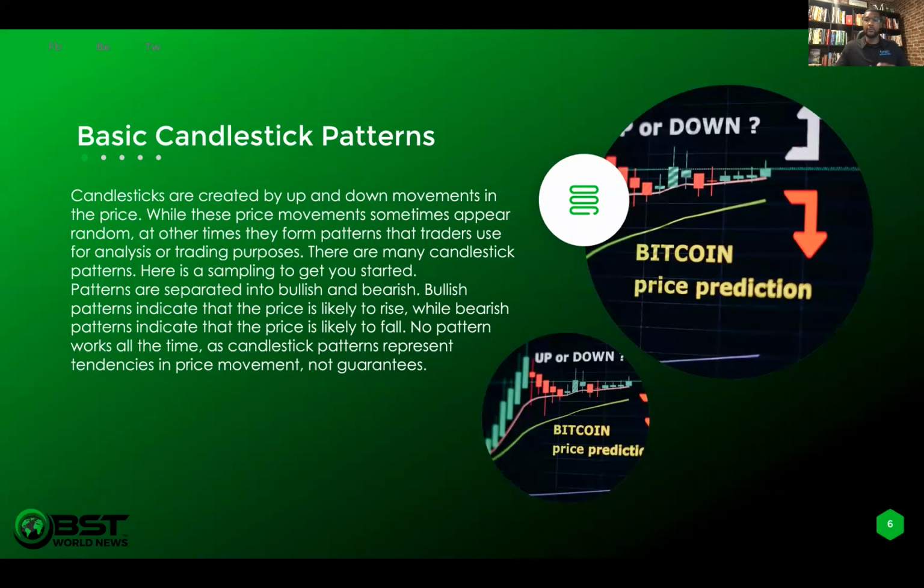So we're going to do a few basic candlestick patterns, just so we can break down a few things and give you a couple of ways to gauge what you're looking at on the chart and how to use that information to get profits when you're trading.